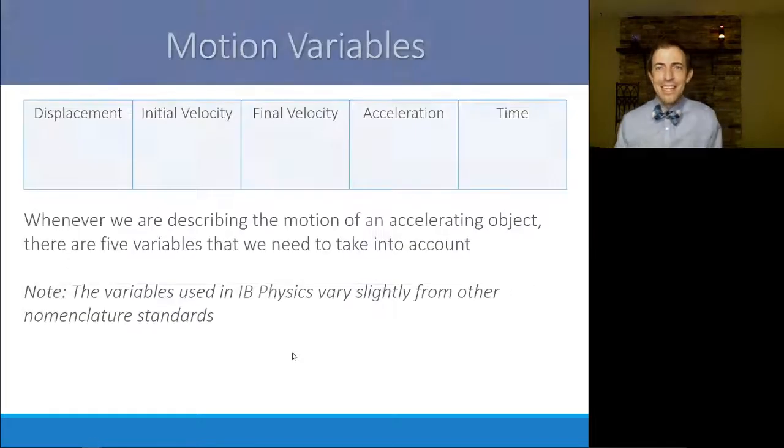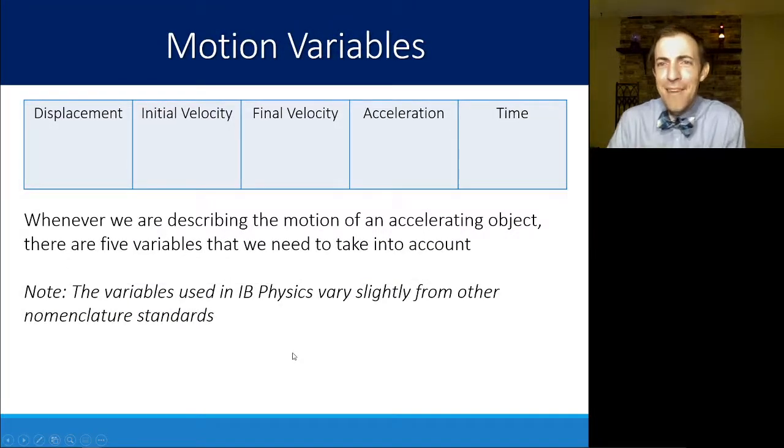Now, before we can get into the kinematic equations, let's talk about the 5 main motion variables that are going to be relevant for us in this unit. It's displacement, initial velocity, final velocity, acceleration, and time. Each of these properties has its own variable letter to represent it. In IB, it's going to be a little bit different than maybe what you've seen in past classes or what you might see in any other class in college. So let's go through the symbols that are used in an IB data booklet.